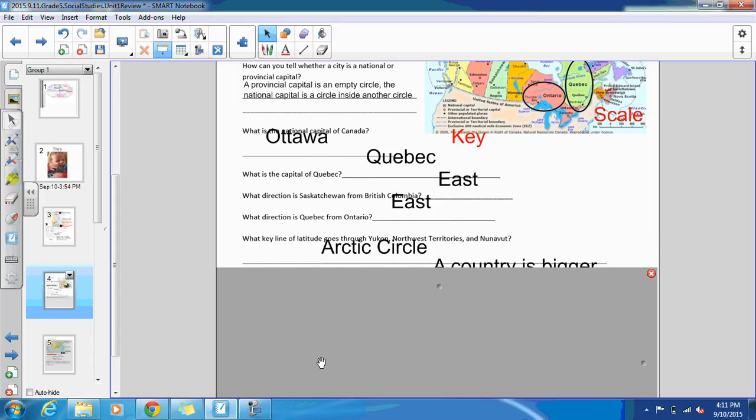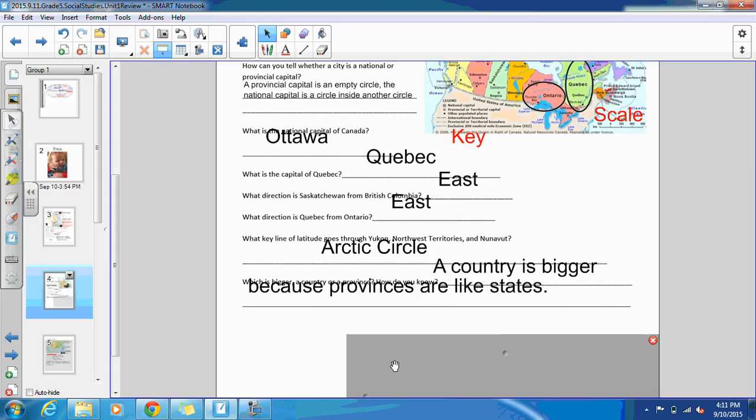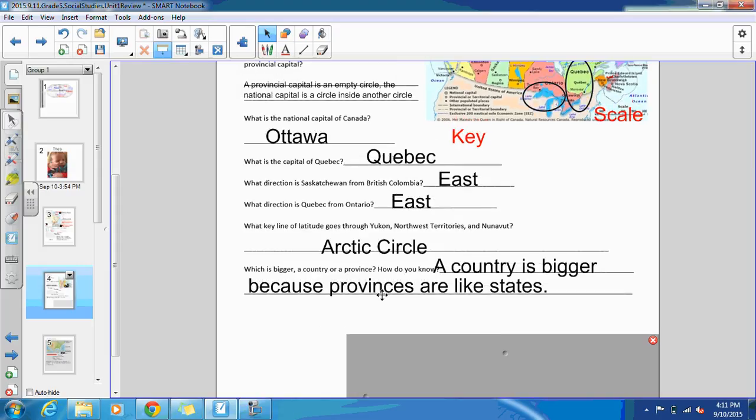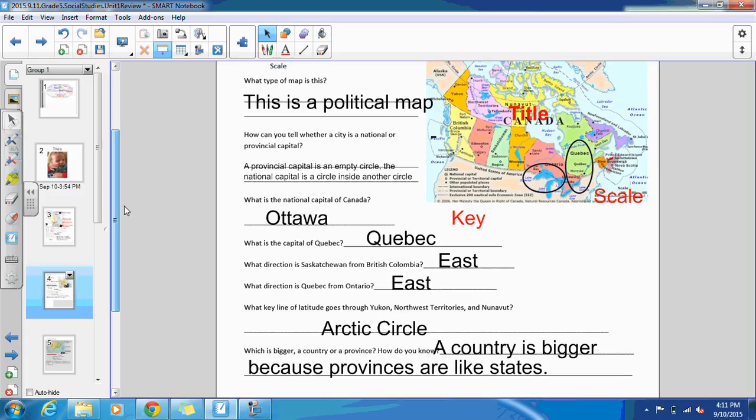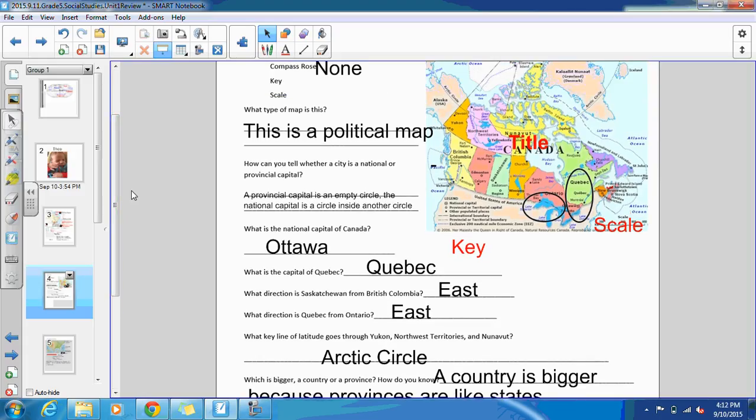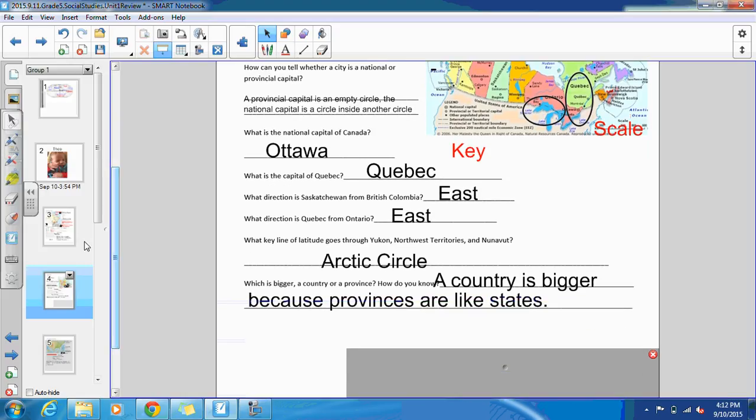So how do I know which is bigger, a country or province? Well, I know country is bigger because provinces are like states. I also can look at this map. I see that provinces are inside of Canada. They're inside of a country. So therefore, I know provinces are going to be smaller, like states.